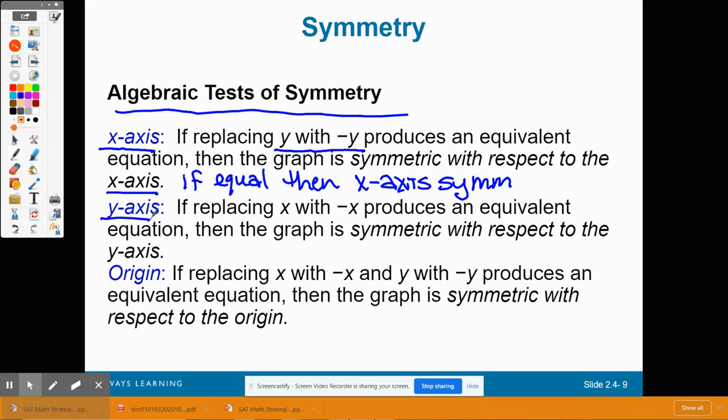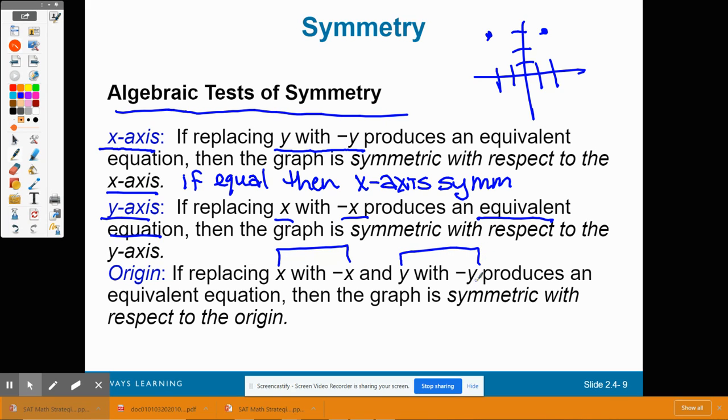Okay, for y-axis symmetry, replace the x with negative x. Think about that here: if I had 2, it went with 3. If I had negative 2, it went with 3. So it doesn't matter if I plug in x or negative x, I will get the same y. So if you get the same thing, then you have y-axis symmetry. To test origin symmetry, you have to replace both of them to see if you get the same thing, and then we call that origin symmetry.